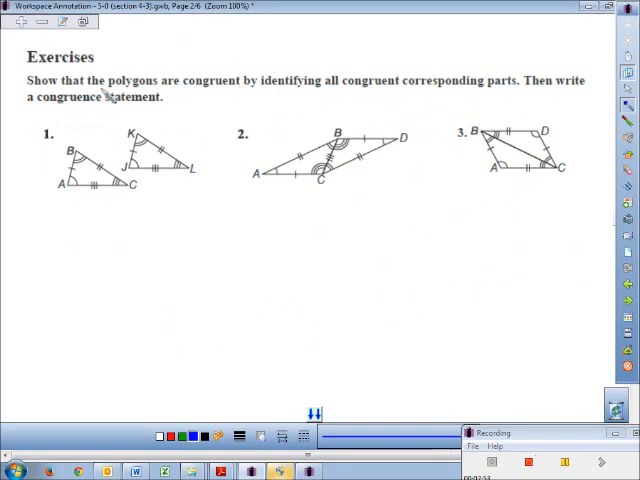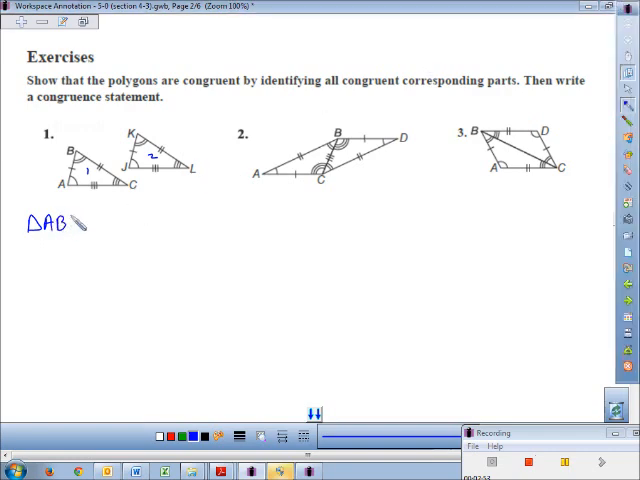So it says show that the polygons are congruent by identifying all congruent corresponding parts, then write a congruent statement. We're going to start with the congruent statement. The congruent statement is triangle blah blah blah is congruent to triangle blah blah blah. So we have two triangles, like triangle 1 and triangle 2 right here. You can name the first triangle whatever you want. You can pick triangle ABC, you can call it triangle CAB, triangle BCA, whatever you want to call it. It doesn't matter what you call the first triangle.